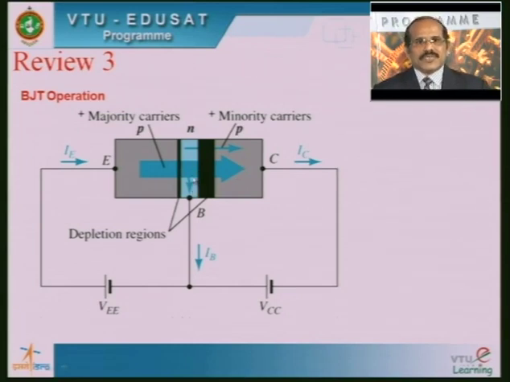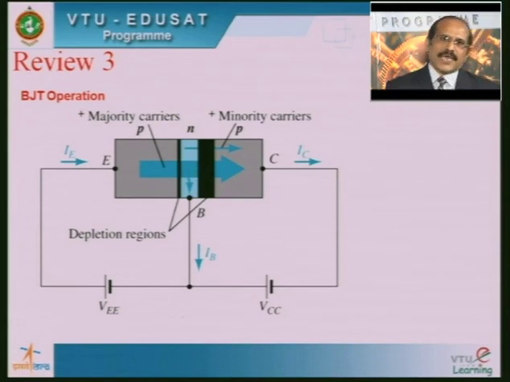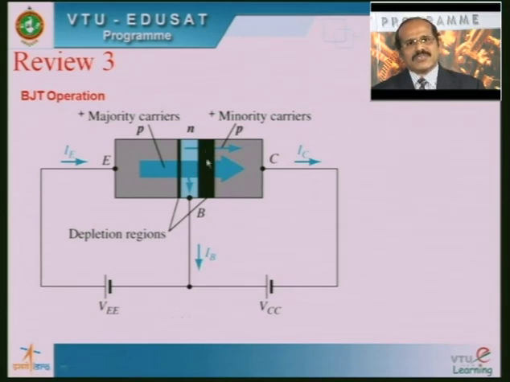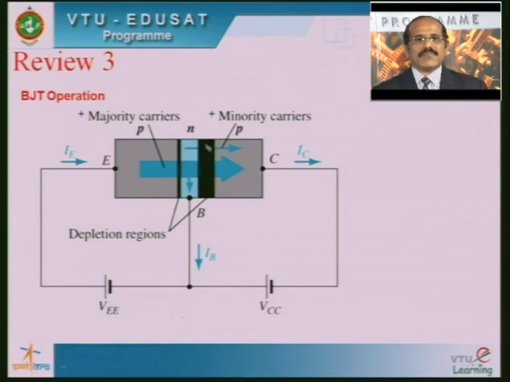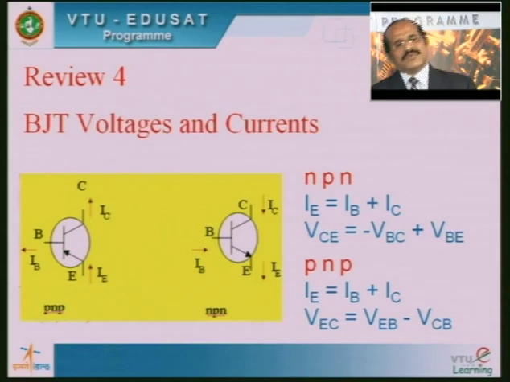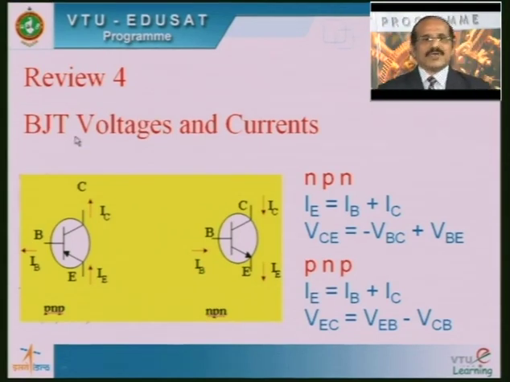Because once the majority carriers of the P layer, that is holes, diffuse into the N layer, they act like minority carriers. Therefore, as you know, there is a depletion region across the collector-base junction, and due to that depletion region there is a potential barrier. This potential barrier favors these holes moving from the base layer to the collector layer, and therefore that will contribute to the collector current.